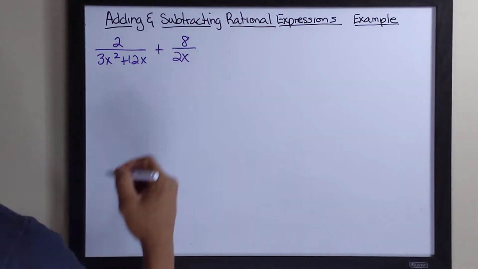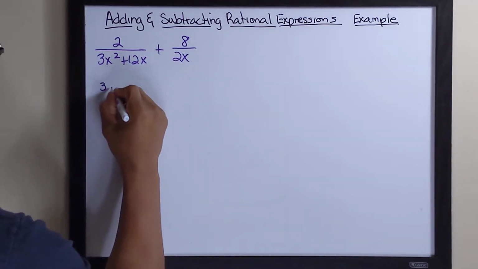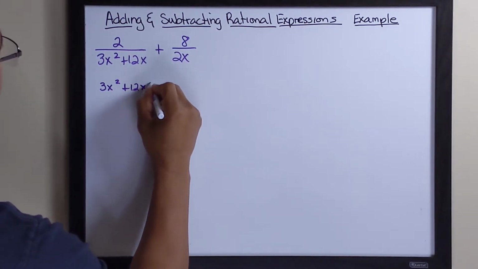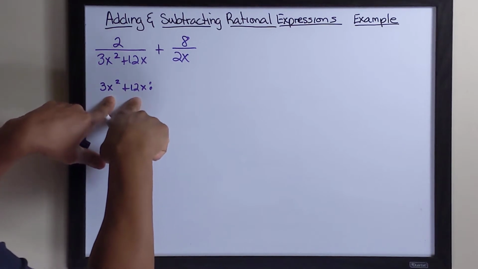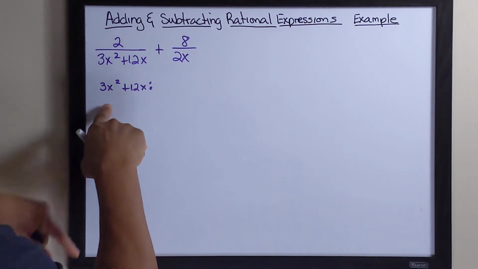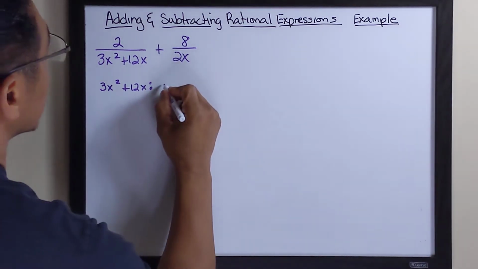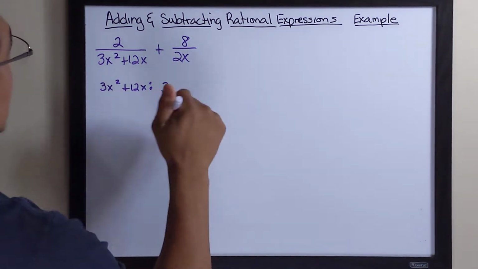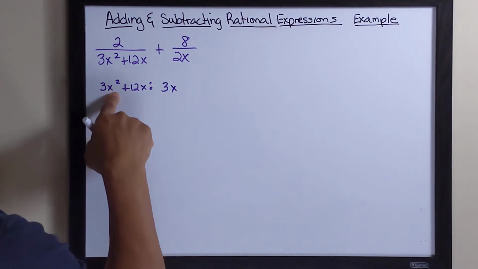We're going to take this monomial and factor that also. So 3x squared plus 12x. If I was to factor that, I'm going to use greatest common factor. So I'm going to look for the greatest common factor between 3 and 12, and that is the number 3. And between x squared and x is just the x. So 3x is my greatest common factor between this term and this term.